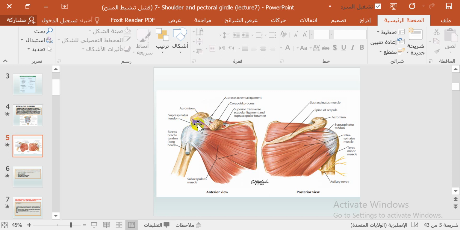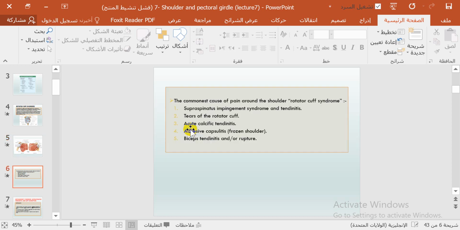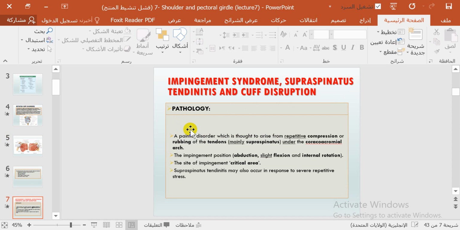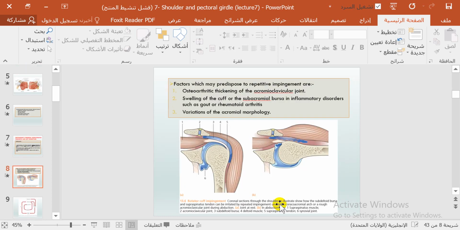Crescent structures might be wrapped, and repeated stress on it might lead to a lesion in it. Impingement position: abduction, slight flexion, and rotations. The site of impingement is called the critical area, where supraspinatus tendon lesions may also occur in response to severe repetitive stress, where the supraspinatus muscle or tendon comes beneath this crescent structure or arch.